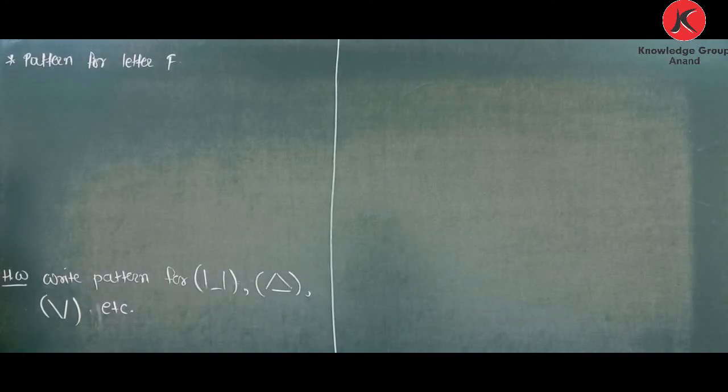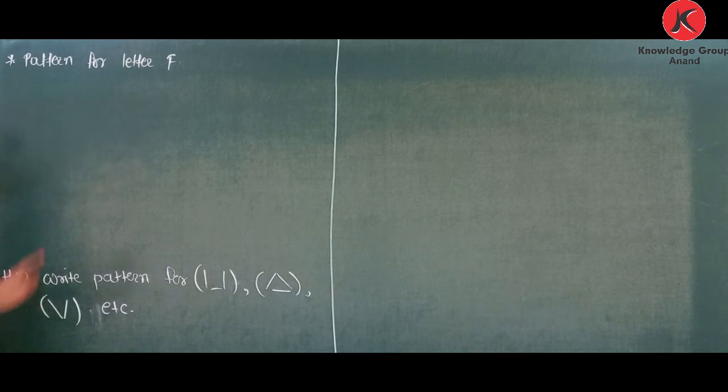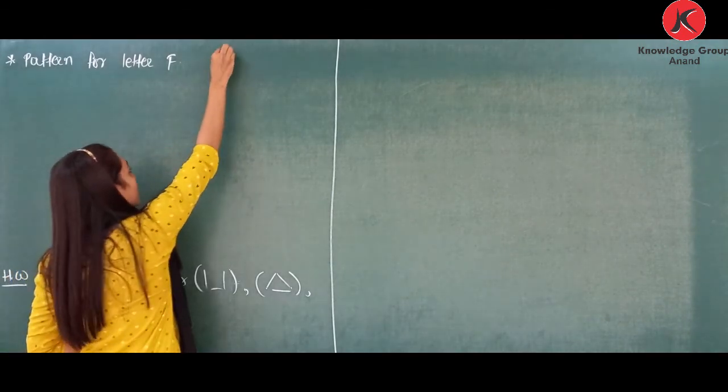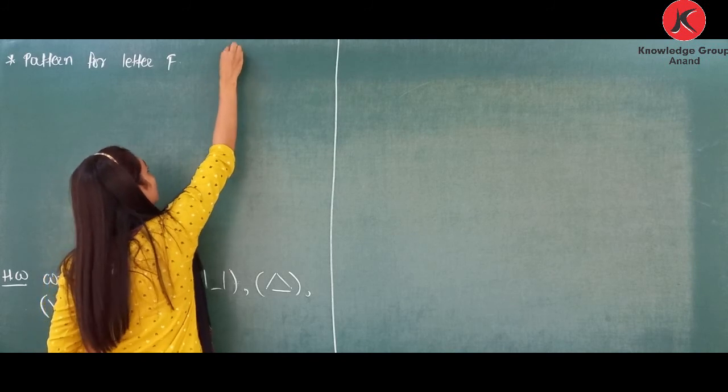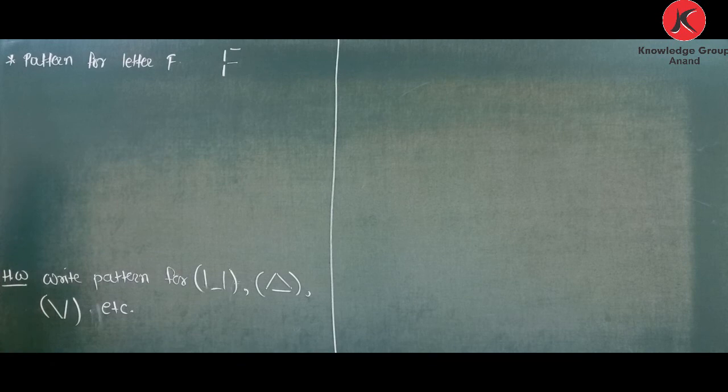Now let's take one more letter, that is the pattern for letter F. Say for letter F, how many matchsticks are required if we generate the pattern for F? Then we need 1, 2, 3, 4. To generate letter F, we need 4 matchsticks.